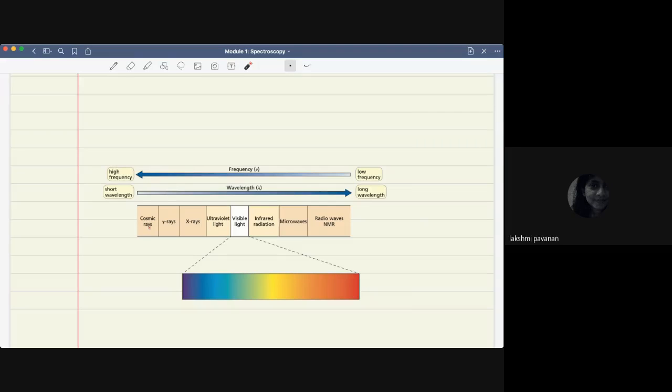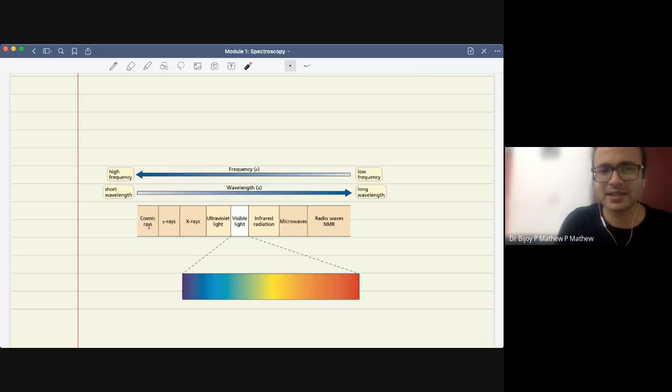Yeah, because basically the sun releases a lot of cosmic rays. The sun's radiation consists of cosmic rays.